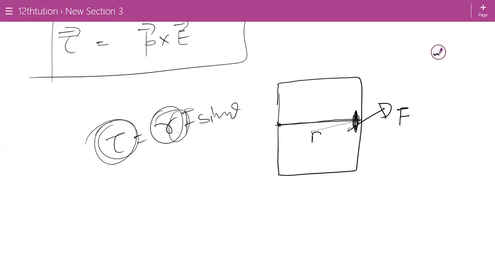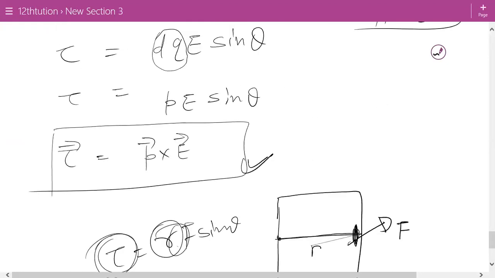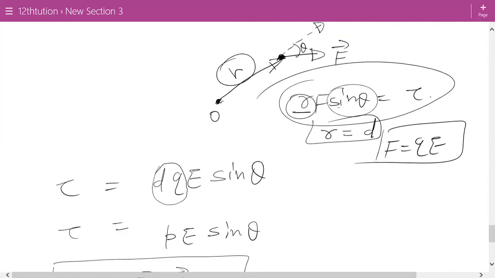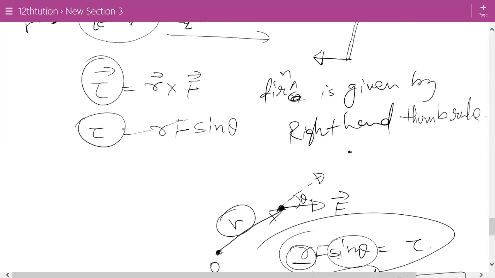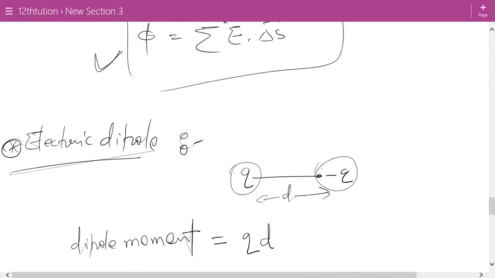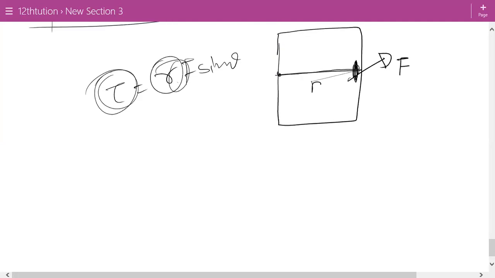Got the point? That is the case here also. That is the torque, P cross E. I just tried to make you remember the formula RF sine theta. This is the torque on this electric dipole due to the external electric field. It is a very important formula. You will remember that: torque is equal to P E sine theta. Just write that and then we will cover the next topic.